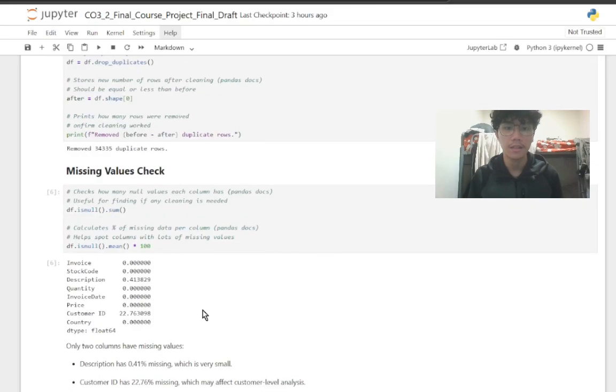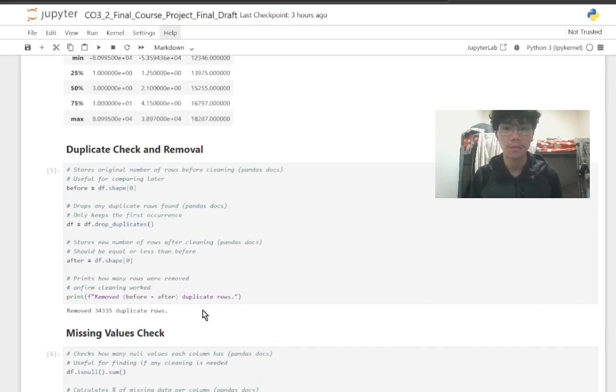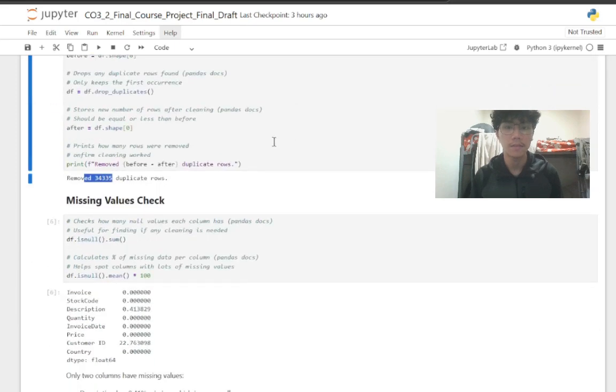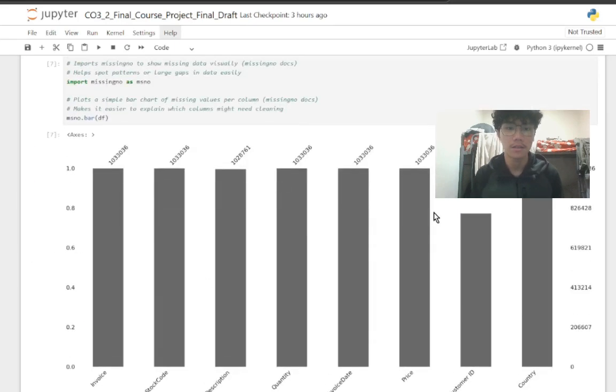Our first cleaning step was to handle duplicates, and we found and removed over 34,000 duplicate rows, which you can see confirmed in our output. Next, we visualized the missing data using the Missingno library. This bar chart shows us a clear picture of the large gap in the customer ID column compared to the others.